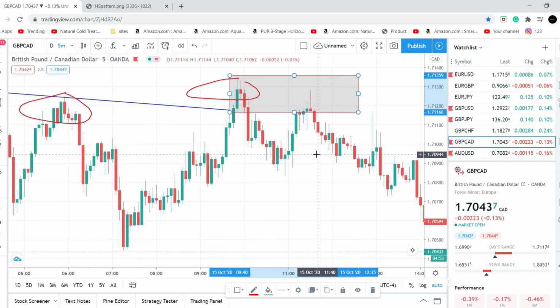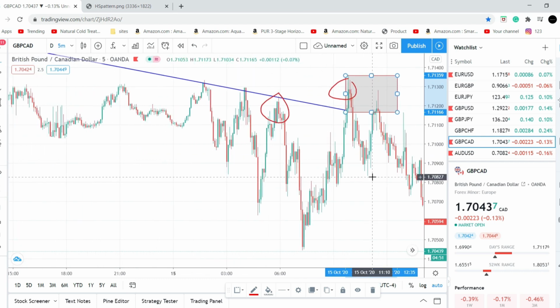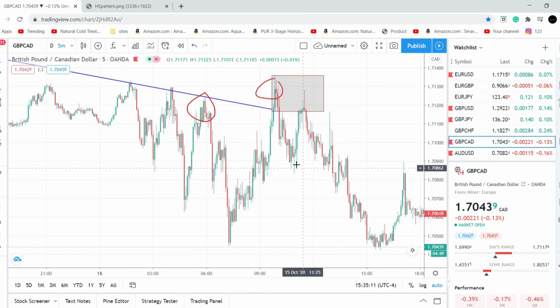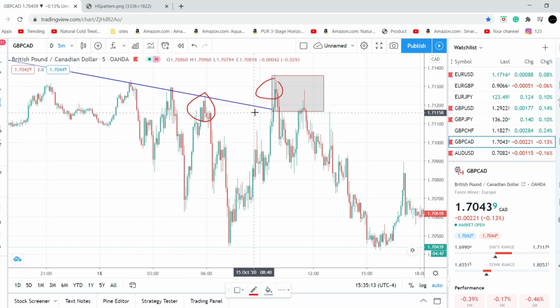Okay. Let's say you got in right here. Where's your target? Do you want to target these lows? Yes, you can target these lows if you want to. Okay. Or you can say, you know what, I'm gonna target this low right here, because this could be an area where price could actually have problems.